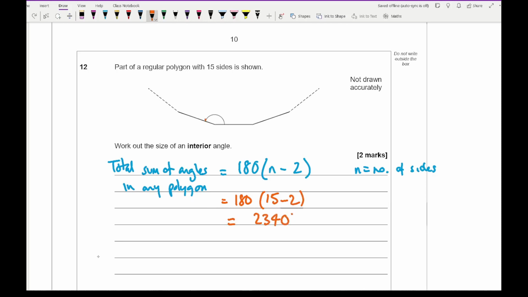Now we want to work out what one of those interior angles is going to be. So it's going to be 2340 divided by 15. And that gives us an answer of 156 degrees.